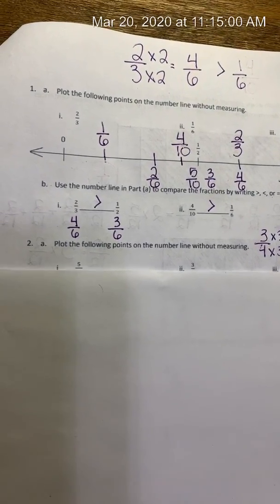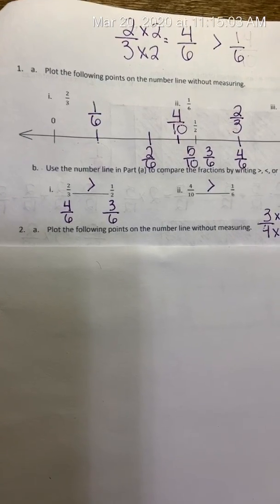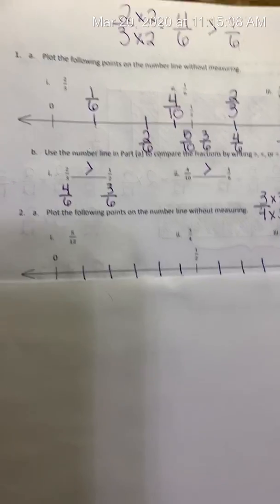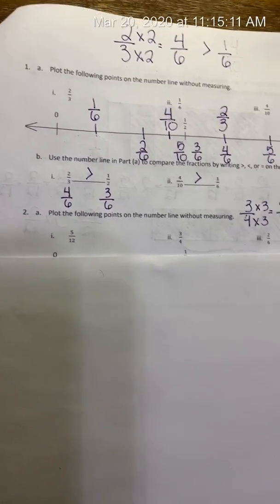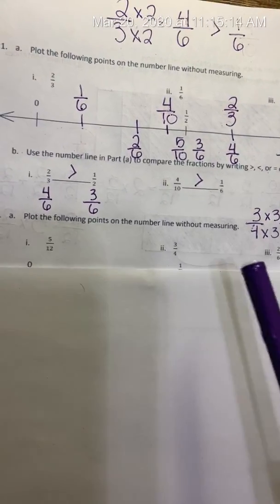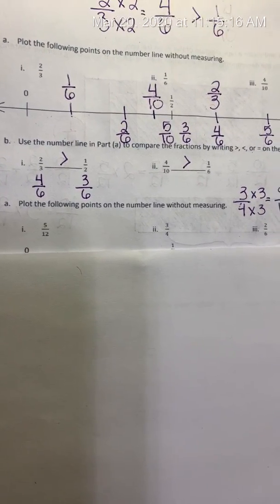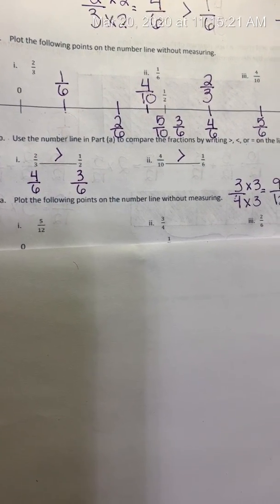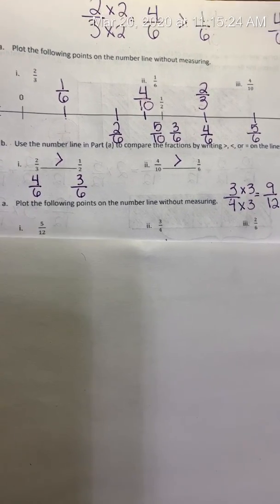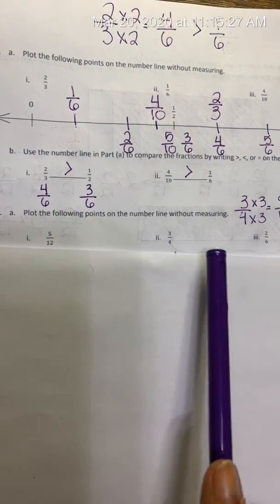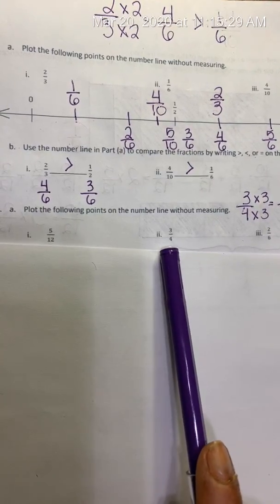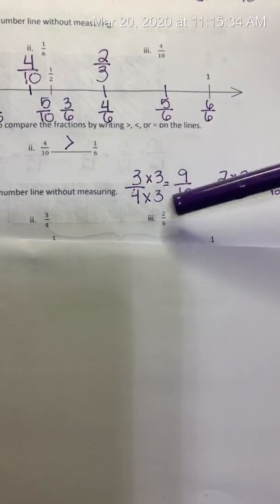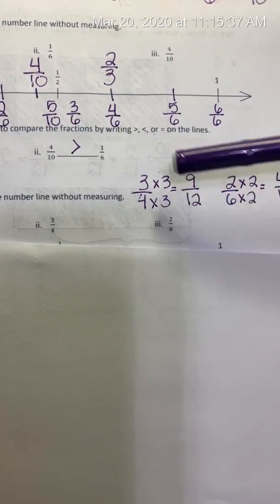If we look at 2A, it says plot the following points on the number line without measuring. So we have 5/12, 3/4, and 2/6. So I'm looking at all the denominators, because whenever we have common denominators in the fractions that we are comparing, it's a lot easier for us to compare and plot them on the number line. So I have 12 as a denominator, 4, and 6. I know that I can multiply something by 4 to get 12. So I did that over here. And I know that 4 times 3 is 12, so I'm going to do the same thing to the numerator.